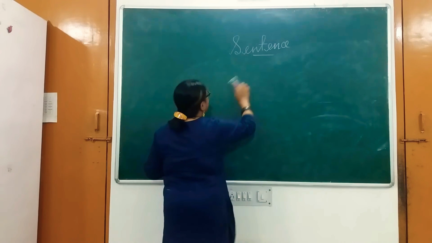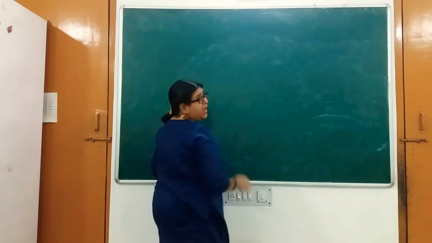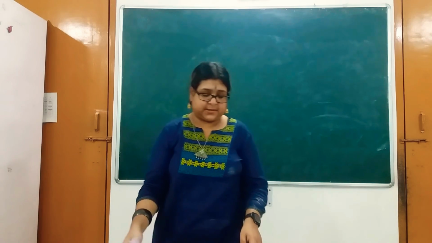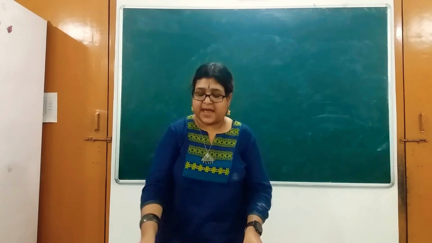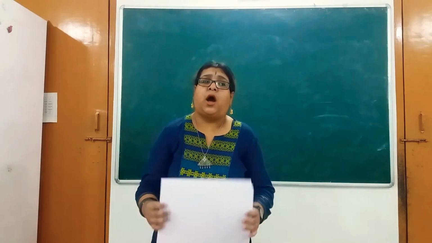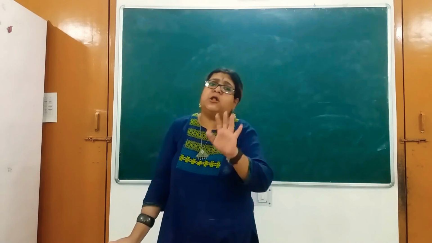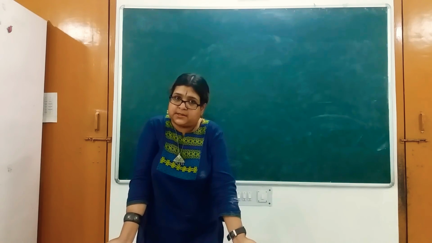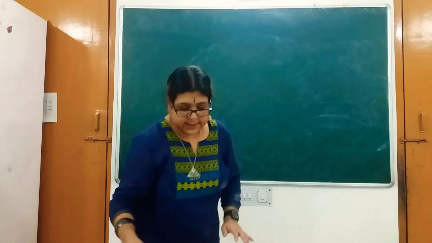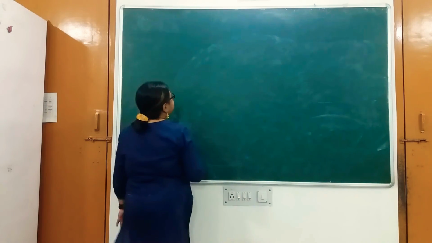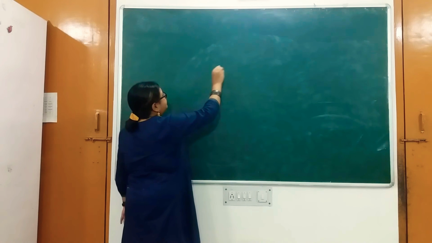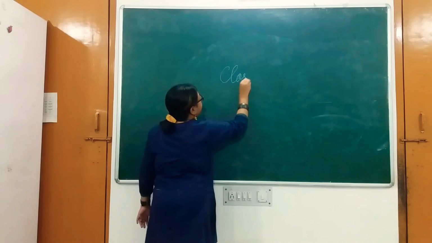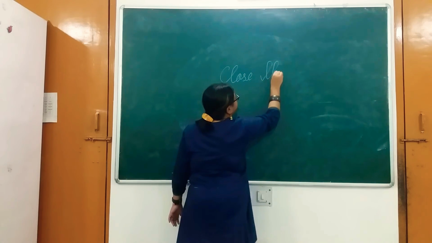Now we will come into the various kinds of sentences. And as I come into the various kinds of sentences, you will be able to understand that not always all these 4 components or elements are present in a sentence. Right? Okay. So, let us say, for example, close the door.